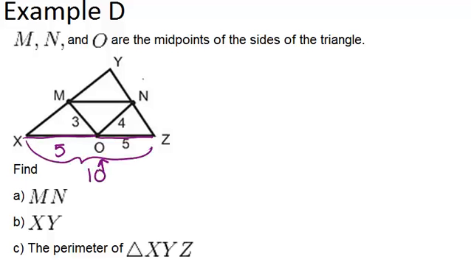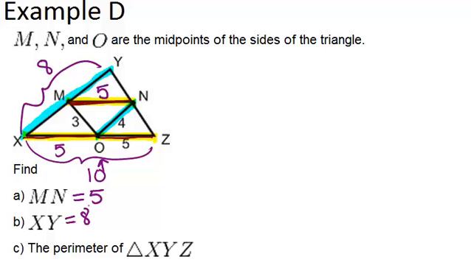Now MN is a midsegment of the triangle, and it has to be half the length of the side it's parallel to. So that means MN is half the length of XZ. So MN must be 5. Next, let's think about XY. XY is parallel to midsegment ON. That means XY is twice the length of midsegment ON. So since ON is 4, XY must be 8.